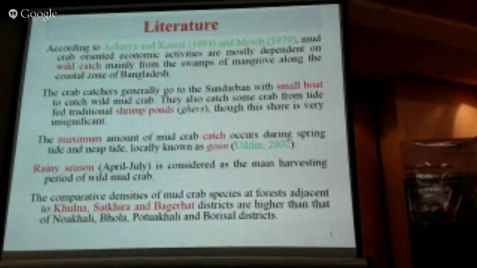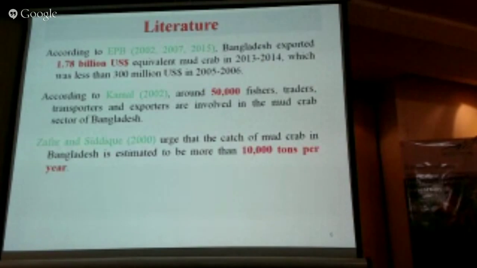The rainy season, that is April to July, is considered the main harvesting season of this wild mud crab. And if we compare the southwest part of the Sundarban, it is said in the literature that in Khulna, Satkhira or Bagerhat, it's more available than in other parts of the forest in Bangladesh. Looking at some statistics, the Export Promotion Board data say that about 1.78 billion US dollar equivalent of mud crab was exported in 2013-14, which was less than 300 million US dollar in 2005-6. So the export has been increasing tremendously over the time period. Tamil 2002 roughly said that around 50,000 people, like fishers, traders, transporters, and exporters, are directly or indirectly involved in this business in Bangladesh. Chapel and Siddiqui said that about 10,000 tons per year of mud crab is harvested from the forest.